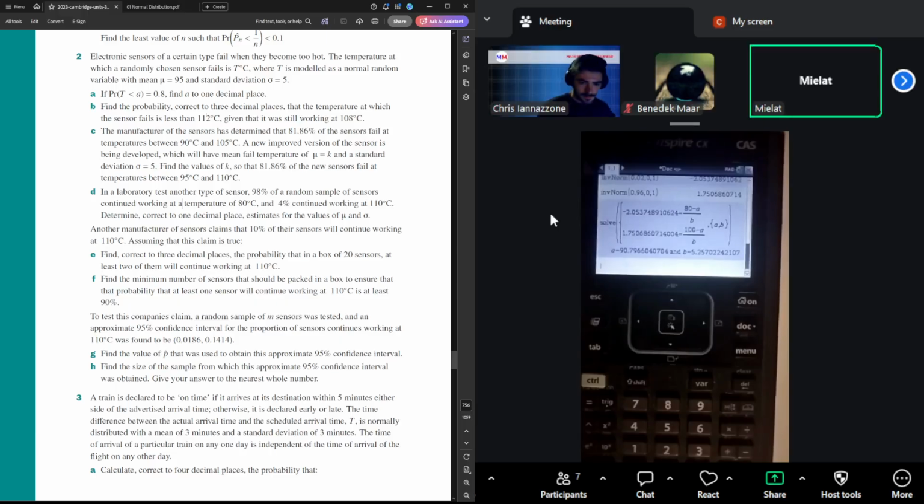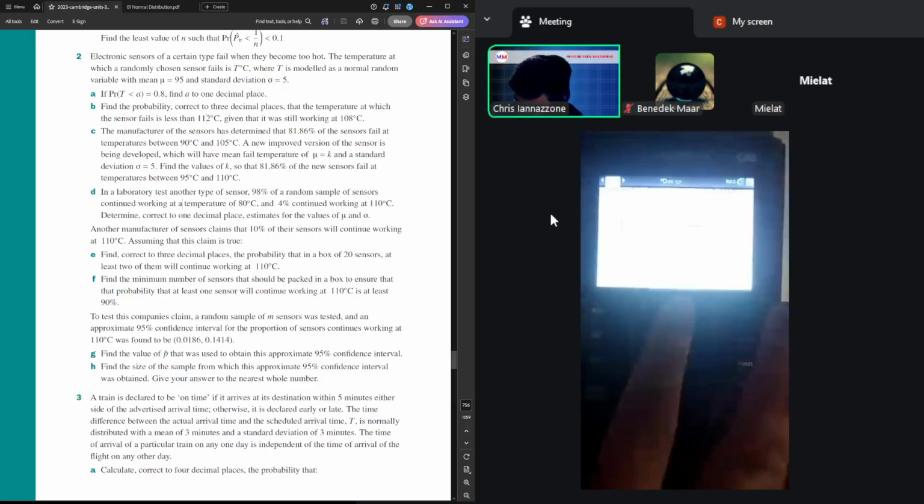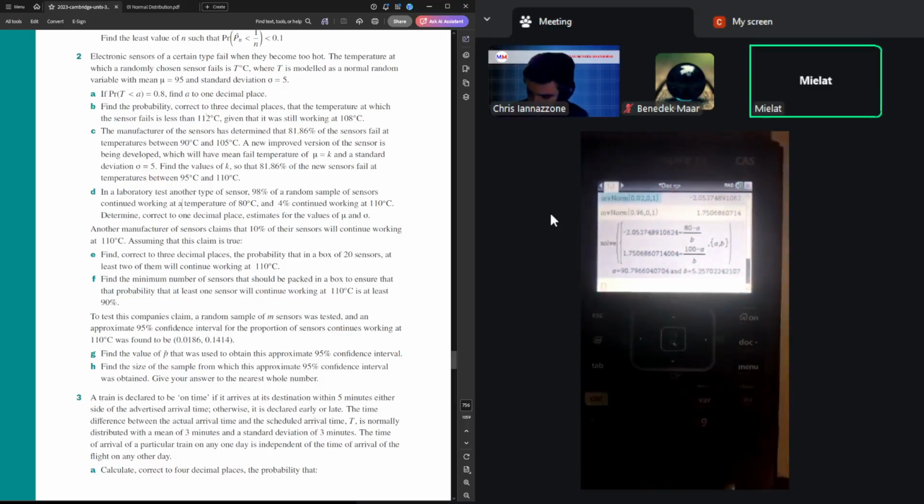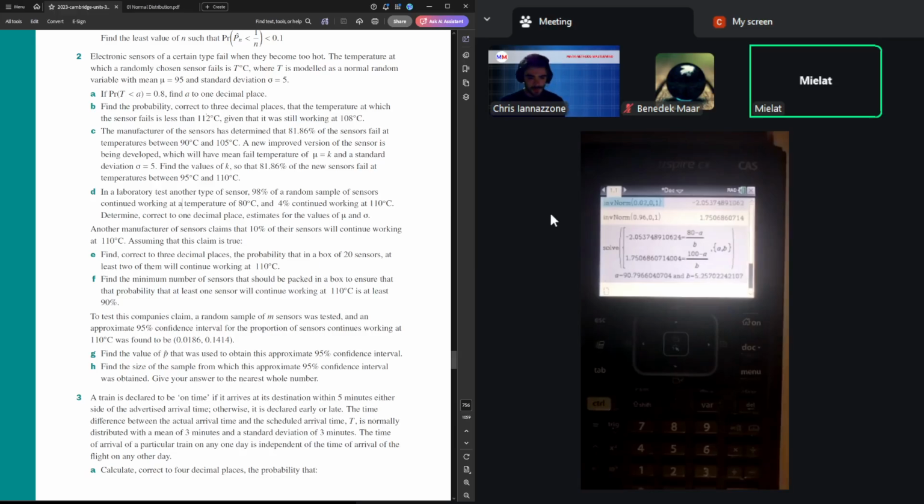For the first part, inverse norm. How do I do it on my CAS? I don't know. I couldn't find it. Do you mean inverse CDF? Yeah, I think yours says inverse norm CDF. You would have done it at the very first question, 2A. Whatever you did there. Oh, yeah.